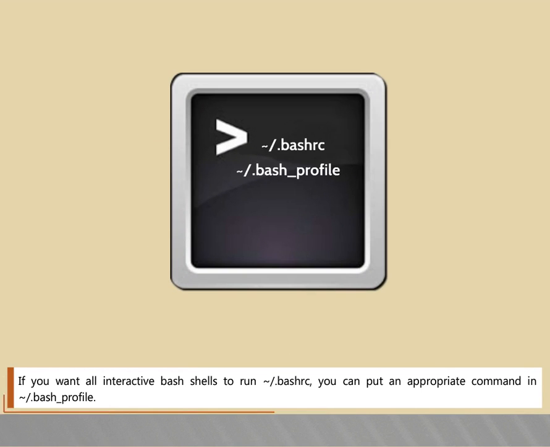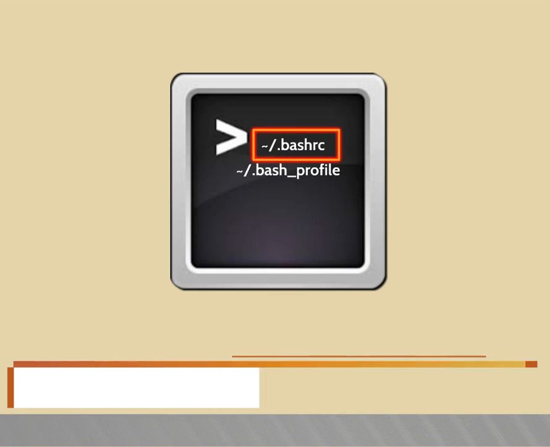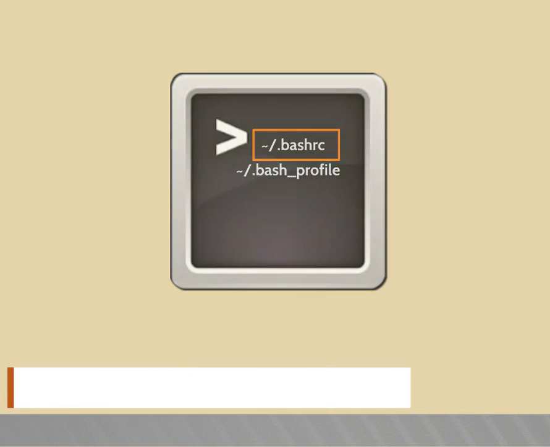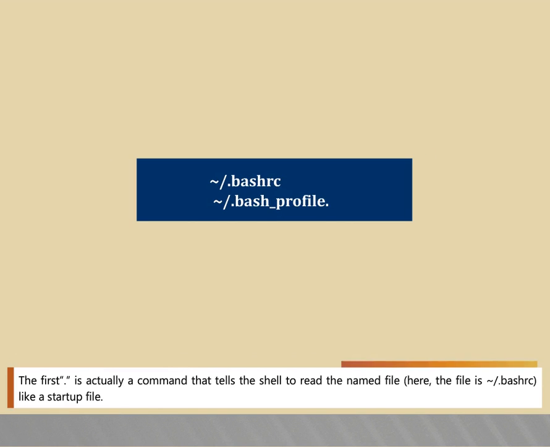If you want all interactive bash shells to run ~/.bashrc, you can put an appropriate command in ~/.bash_profile. The following makes bash execute the commands in your .bashrc. The first dot is actually a command that tells the shell to read the named file, that is here. The file is ~/.bashrc, like a startup file.